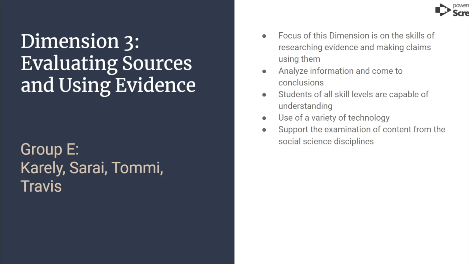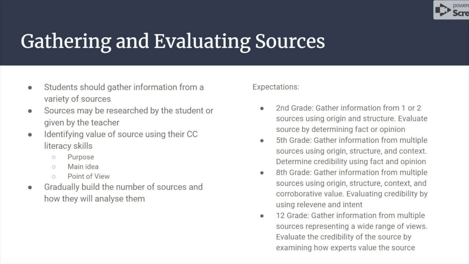Now, the first part of Dimension 3 is gathering and evaluating sources. Students should be able to gather information from a wide variety of sources. These sources may come from different places: they may be researched by the students individually, or they could be given by the teacher. They'll identify the value of the source using their Common Core literacy skills. For example, they'll identify the purpose, main ideas, and point of view of the piece. And gradually, they'll build on the number of sources and how they will analyze them.